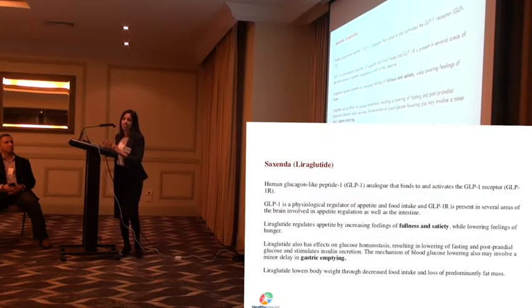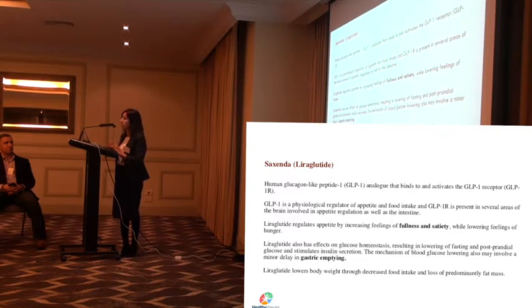So I guess one of the newer medications that we have available is Saxenda or liraglutide. It's a human GLP-1 analogue, and it binds to and activates the GLP-1 receptor. So GLP-1 is a physiological regulator of appetite as well as food intake, and the GLP-1 receptor is present in several areas of the brain that control your appetite regulation as well as in the intestine. It regulates appetite by increasing the feeling of fullness or satiety, whilst lowering the feelings of hunger. It also has effects on glucose homeostasis, and it may involve a minor delay in gastric emptying.